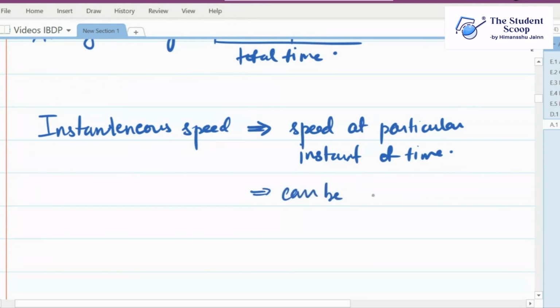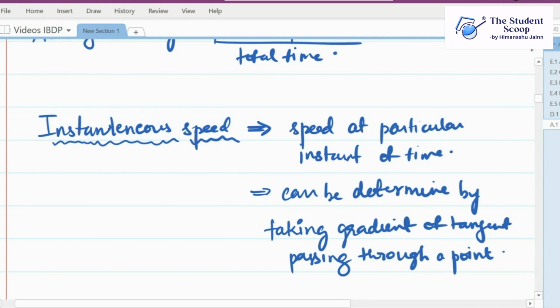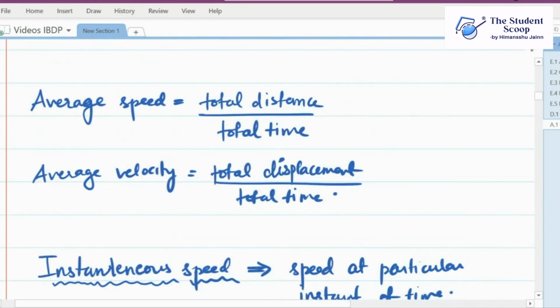or can be determined by taking the gradient of a tangent passing through a particular point. Okay, so this is the instantaneous speed. We can find it from the graph. We can find it from the information given. It is the speed at a particular point or particular instant of time.